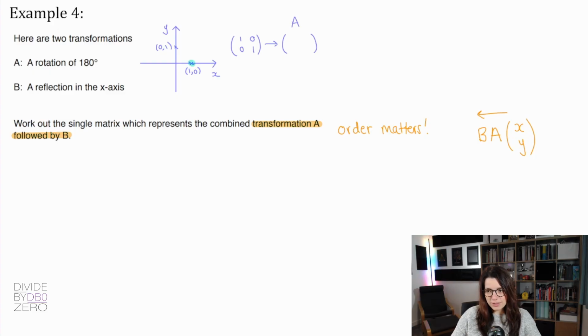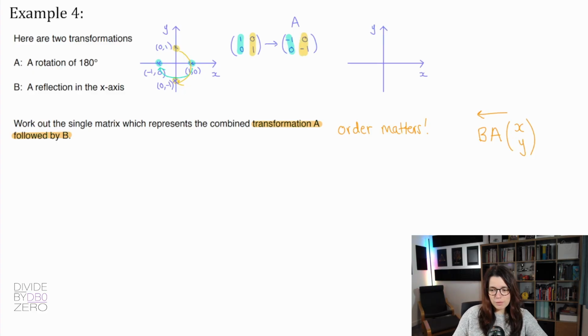Let's start with (1, 0). If we're rotating 180 degrees, that's going to end up over here at the point (-1, 0). So we can fill that in there. That's gone all the way around. I'm just going to do clockwise here, but it doesn't matter for 180 degrees. You can go clockwise or anti-clockwise. Next, let's think about what happens to the point (0, 1). If we follow that rotation 180 degrees clockwise, it's going to end up down there, the point (0, -1). So you can put that there. And now we have our matrix A.